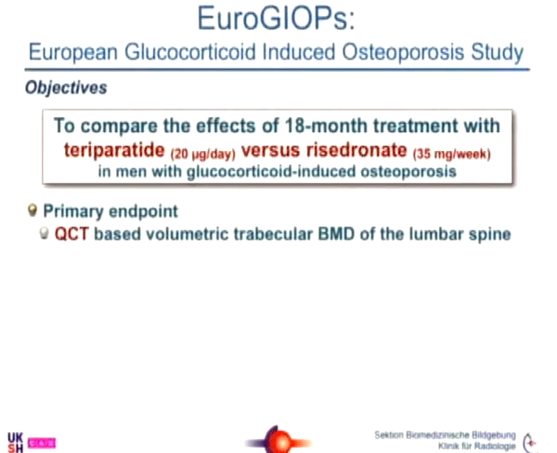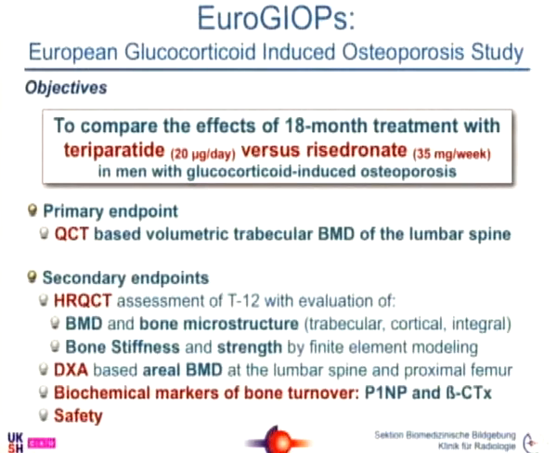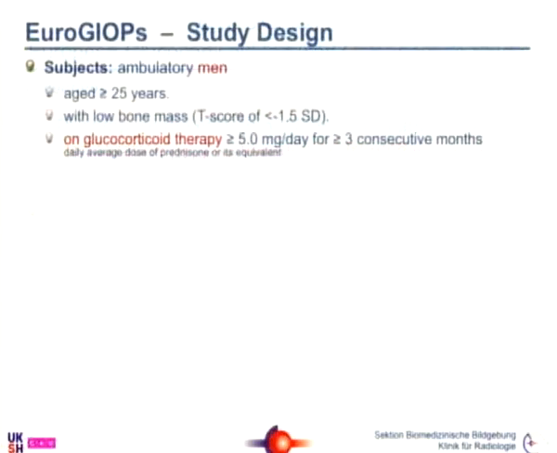The primary endpoint of this study was based on QCT, and we measured for the primary endpoint the volumetric trabecular BMD of the lumbar spine. But we also looked at a number of secondary endpoints, including high-resolution QCT, to look at BMD and microstructure, and also calculate finite element models to look at bone stiffness and strength. Of course, for reference, the typical things, DEXA, bone turnover marker, were also assessed, and of course, safety.